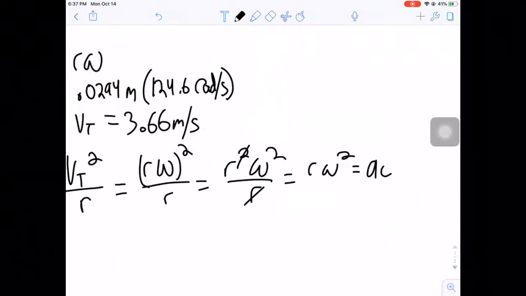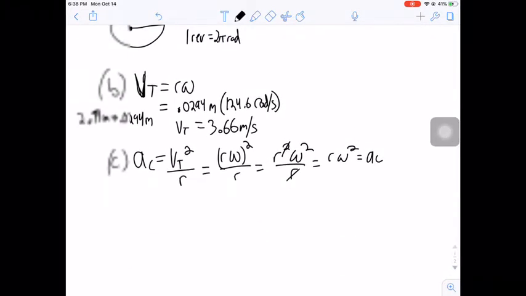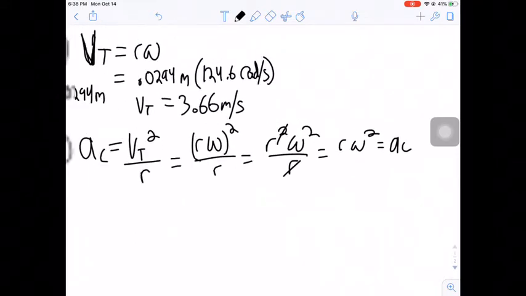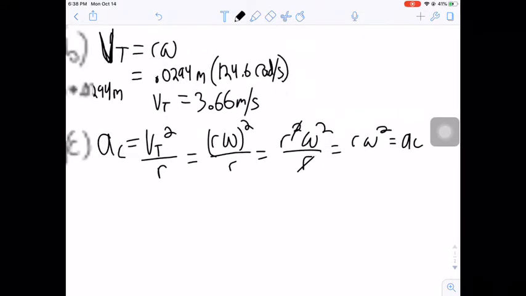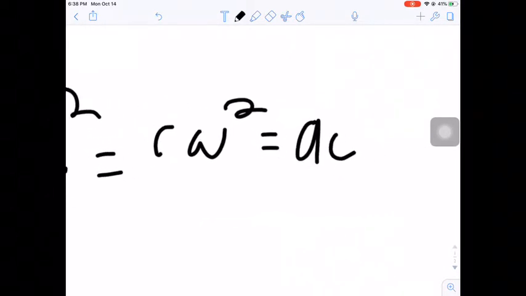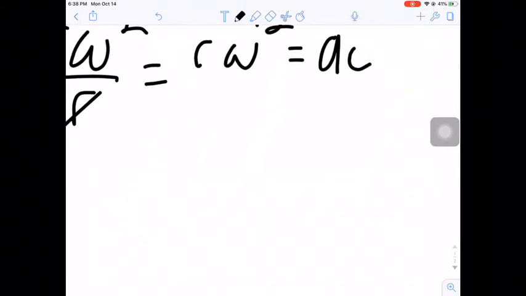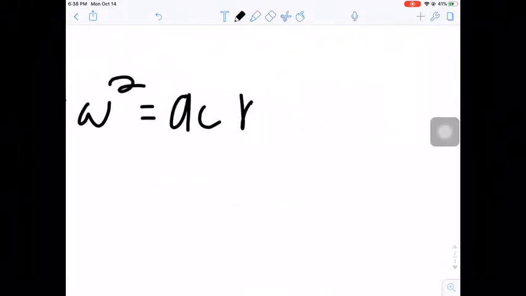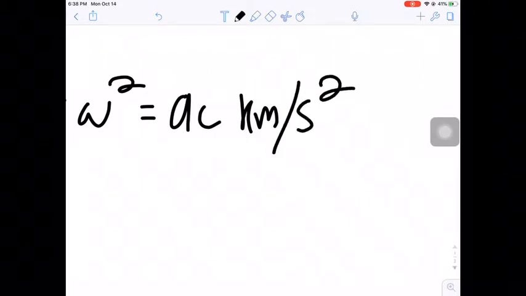You can do this problem by calculating the tangential velocity at the rim and then plugging that in, or you can do it this way. I just did it this way because I thought it was easier. Oh, and it asks for the centripetal acceleration in kilometers per second squared. So you have to convert.